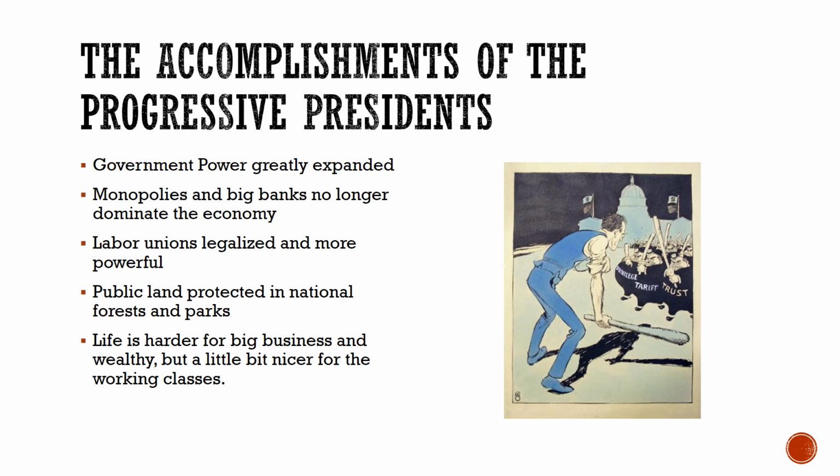Labor unions are now more powerful, and they are able to fight for better pay. Public land is protected, and we now have a system of national parks. And life is a little bit harder for big businessmen and for wealthy people, but a little bit better for the working classes thanks to the laws that are passed.